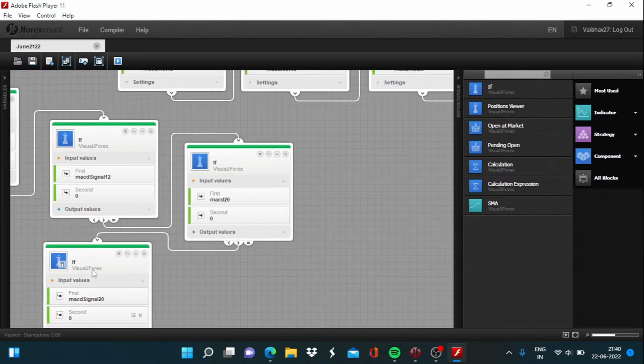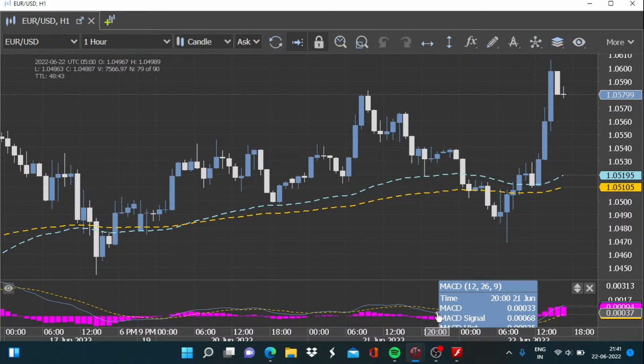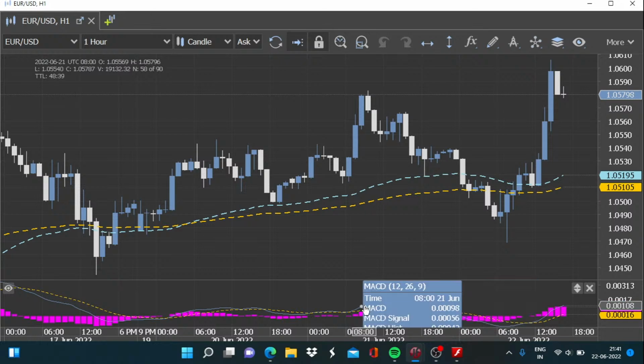Now we consider the crossover formation. In the last 1 hour, the MACD line should have crossed above the MACD signal line. Here you can see that whenever the momentum is bullish, the MACD line tends to be above the MACD signal line. So we will consider the crossover as the opportunity to initiate the new trade.